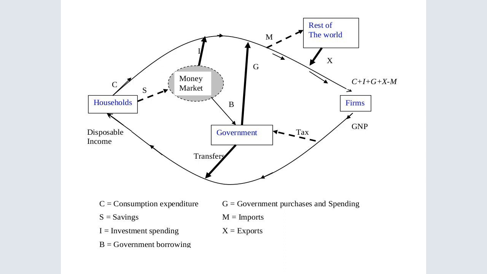So the government also purchases goods and services from firms and the rest of the world. So if you look at this diagram, the money simply moves in a circular flow.